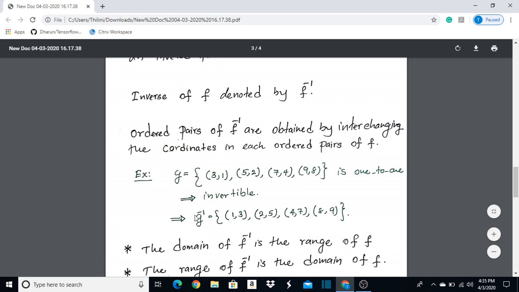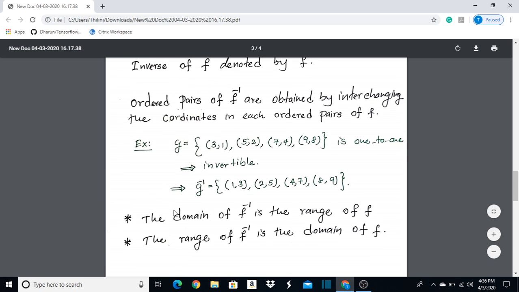The inverse function is always obtained by interchanging or switching the coordinates of these ordered pairs. So this g inverse function contains (1, 3), which is the value obtained from switching the two coordinates of the pair (3, 1), and (5, 2) becomes (2, 5), (7, 4) becomes (4, 7), (9, 8) becomes (8, 9), like that. So it's easy to obtain.